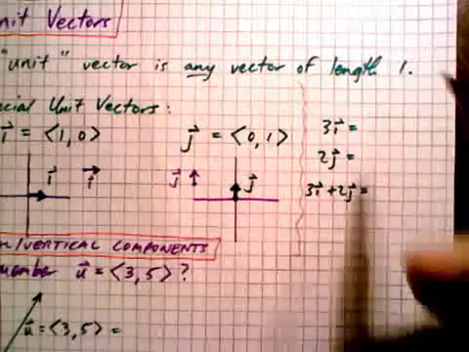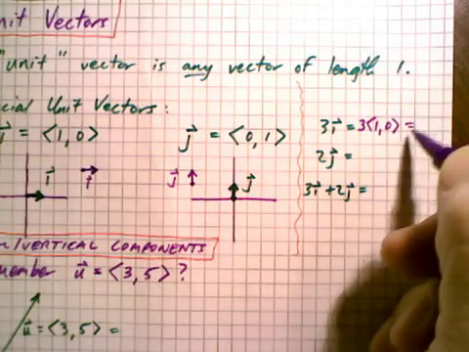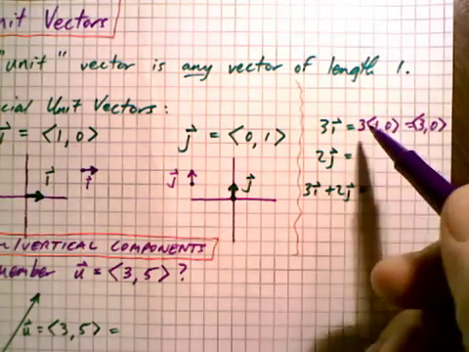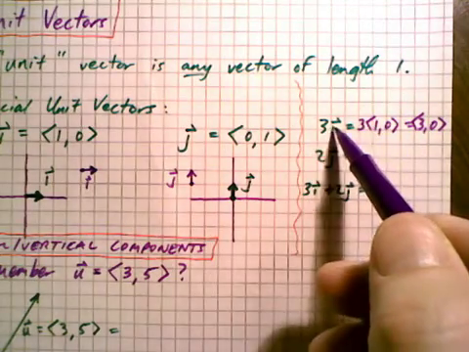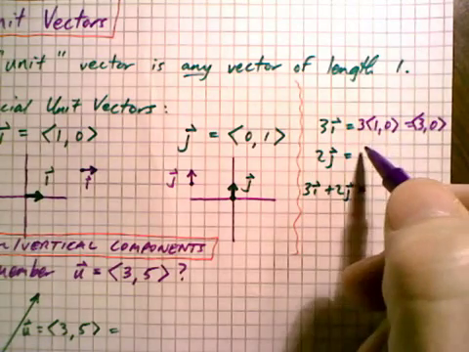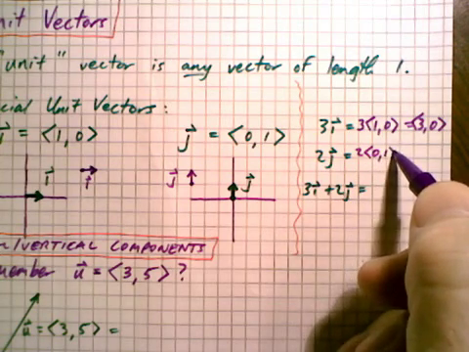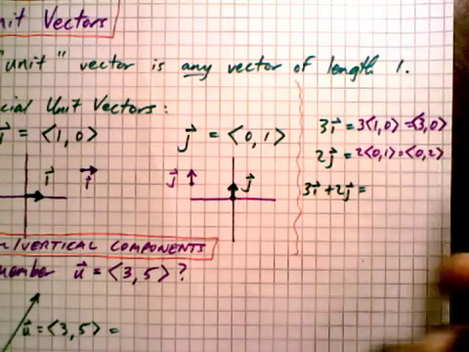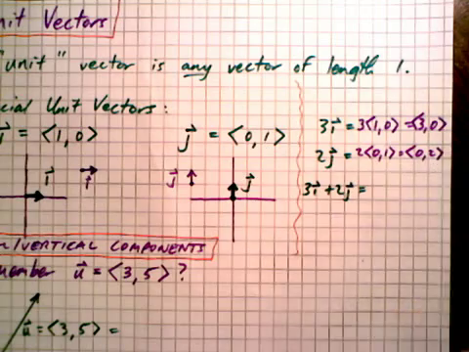Alright, so anyway, 3i would be 3 times the vector 1, 0, and that would be the vector 3, 0. And make sure that you understand that when you multiply a scalar times a vector, you still get a vector. So in other words, you're increasing the length of vector I by a factor of 3. And when you increase the vector j by a factor of 2, you get the vector 2 times 0, 1, which is equal to 0, 2. You multiply the 2 by the 0, you get 0. 2 times 1 is 2.